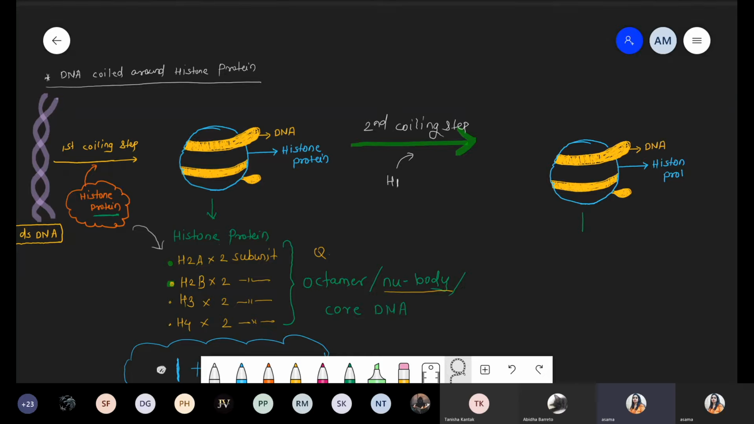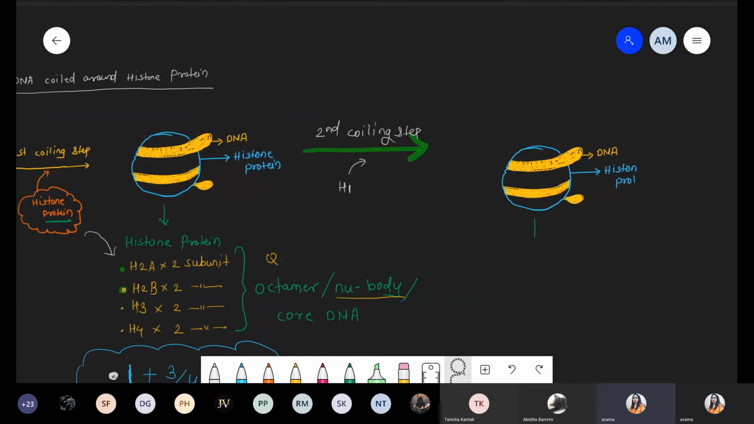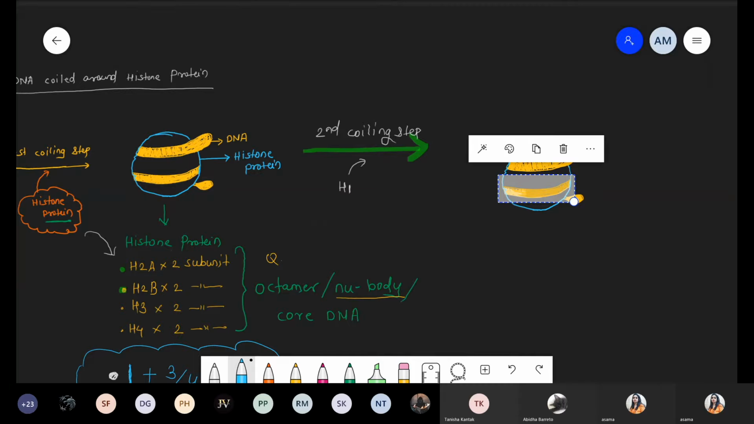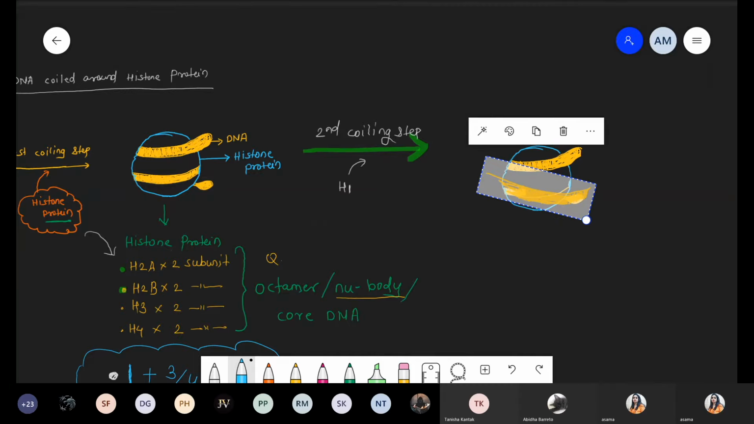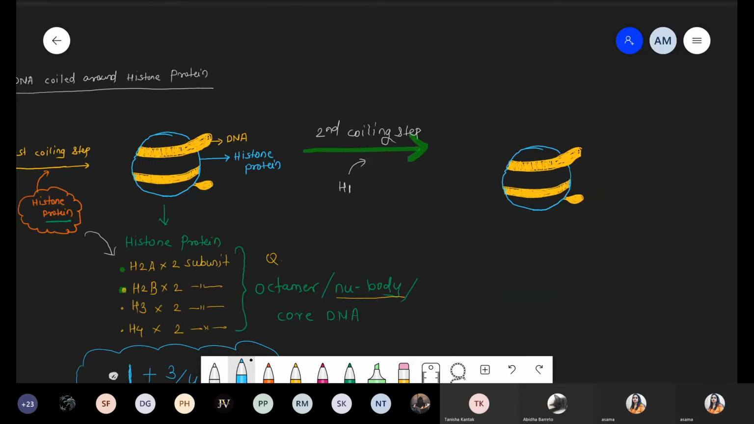Okay, so मैंने बस copy paste किया है, nothing else. So we are taking the same diagram as it is, but now in this condition we have to introduce one part, that is where that H1 gets bound. Okay, so we are talking about these are the part of that core histone protein.